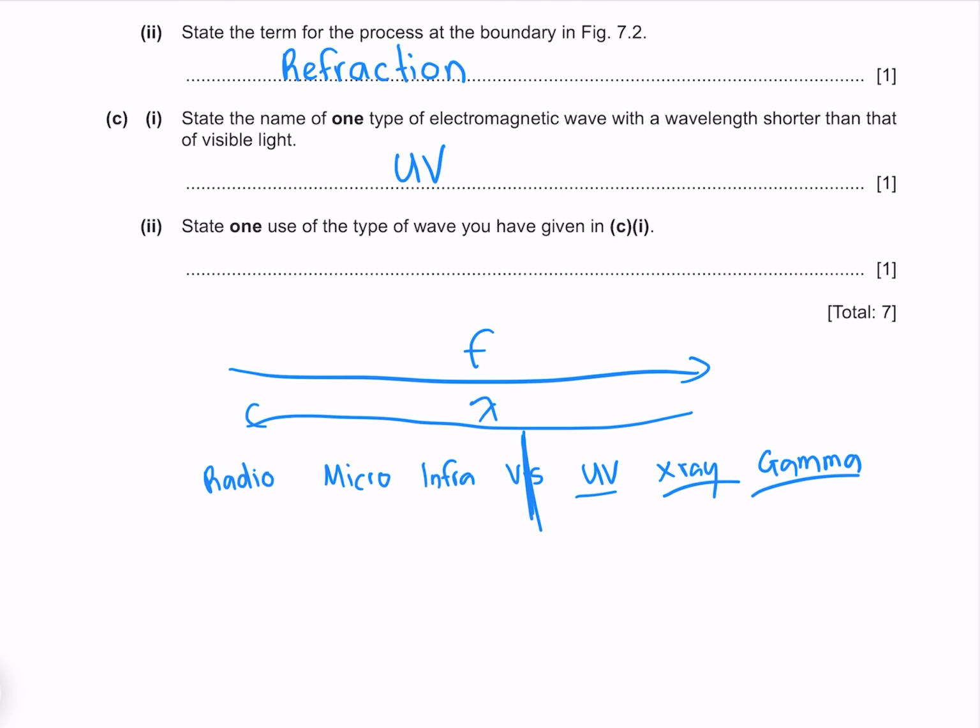Any will do. State one use of the type of wave you have given in CI. Ultraviolet can be used to sterilize medical equipment. If you had written X-ray or gamma rays, you could say medical imaging.